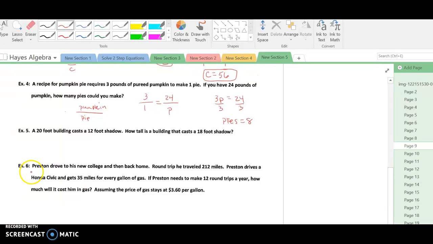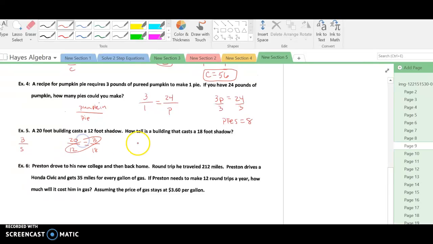Okay. Number 5, a 20-foot building casts a 12-foot shadow. So the height of the building to the length of the shadow is our ratio. So a 20-foot building casts a 12-foot shadow. How tall is the building that casts an 18-foot shadow? I don't know the height of the building.